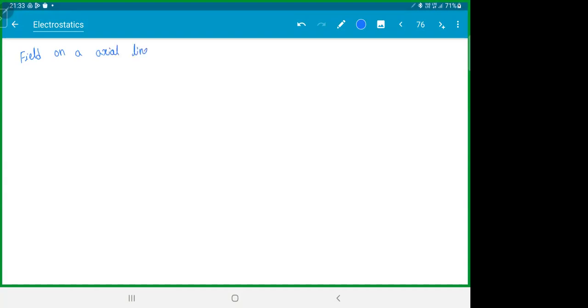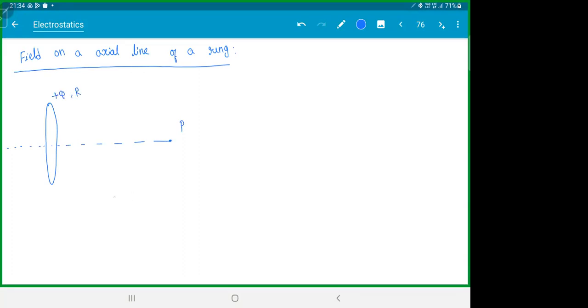Field on an axial line. Derivation is okay, not important. So if you have a ring like this, and this is an axial line, let's say this charge is q and radius r, and let this distance be x. The field at this point E will be k q x by (r square plus x square) whole power 3 by 2. The potential at that point will be k q by root over r square plus x square.